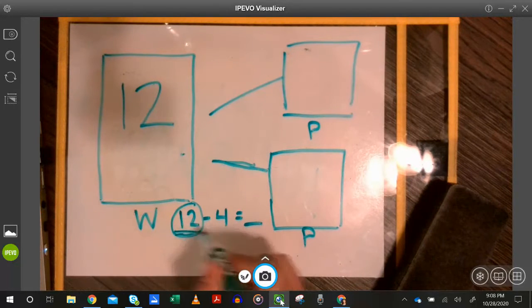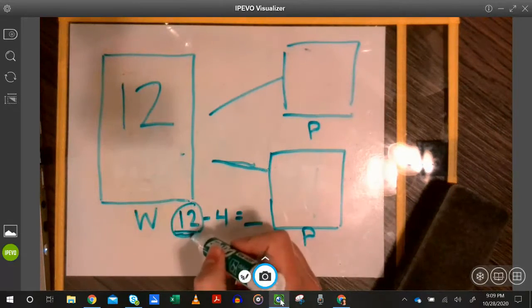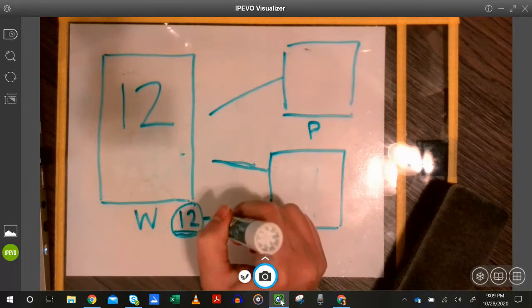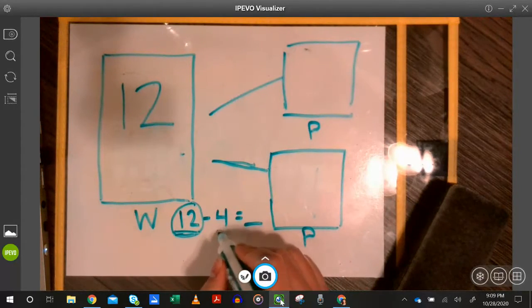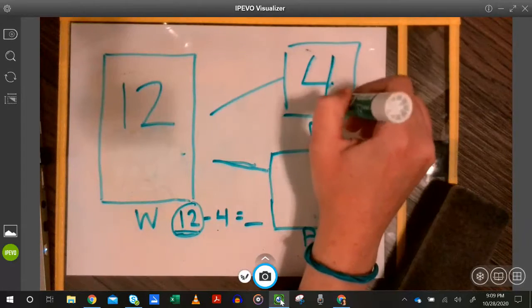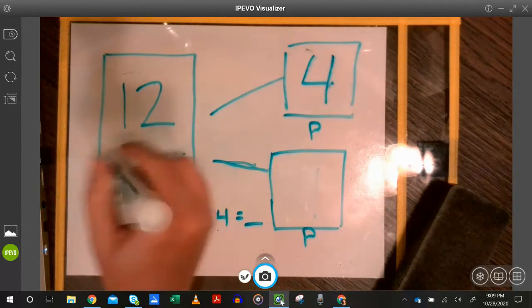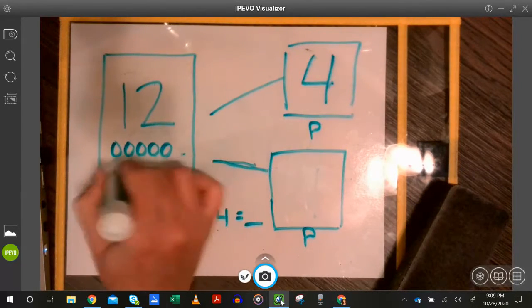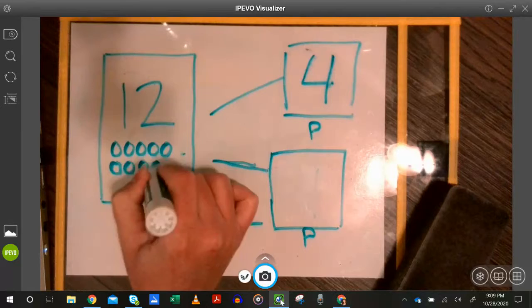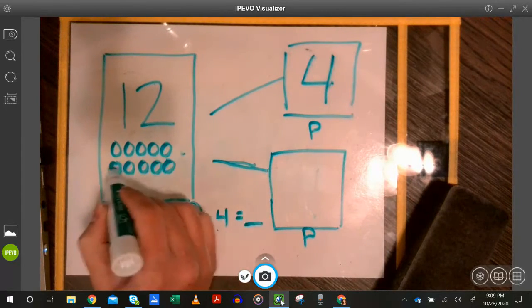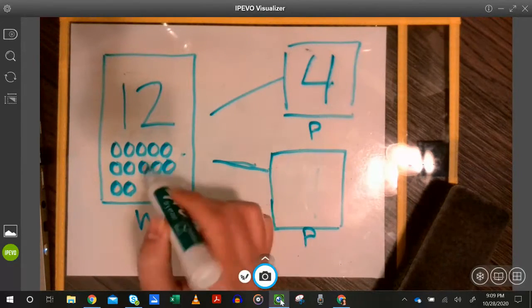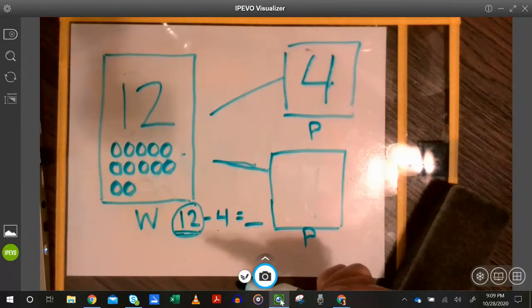Okay, so we're starting with 12. We're taking away from the 12. We're taking 4. So the number we take from is the whole. So we have 12. One of those parts then is 4, the part that we're going to take away. So let's show our group of 12. Notice I'm making it as if it's a 10 frame. I have 5, 10, 11, 12. Okay, so 12 is my whole.